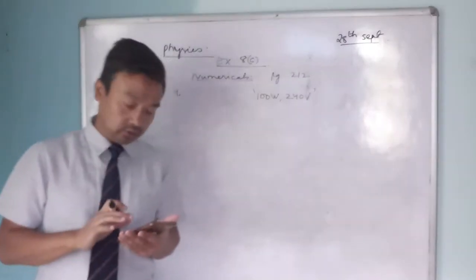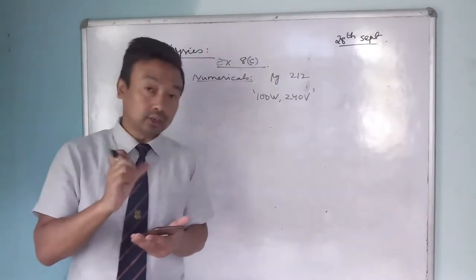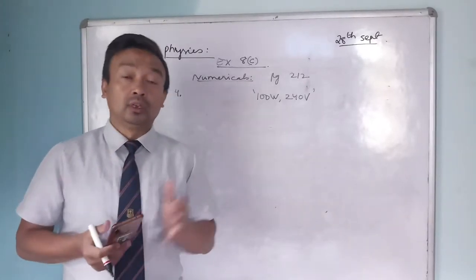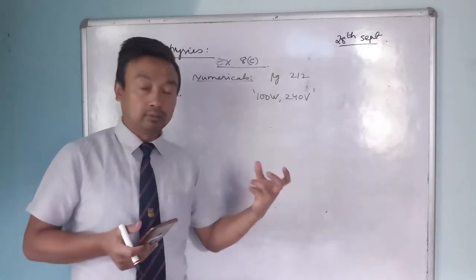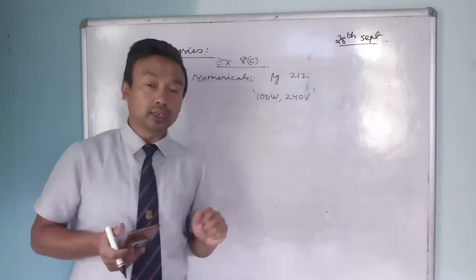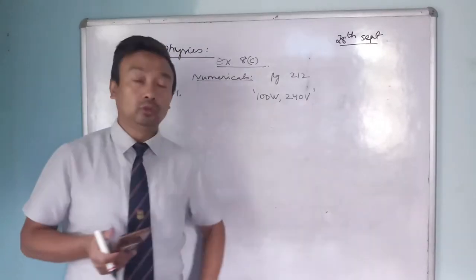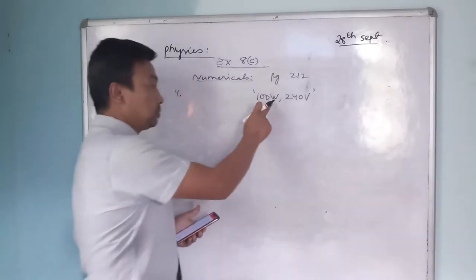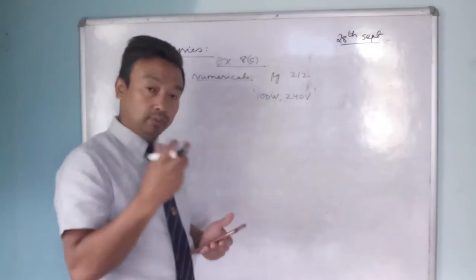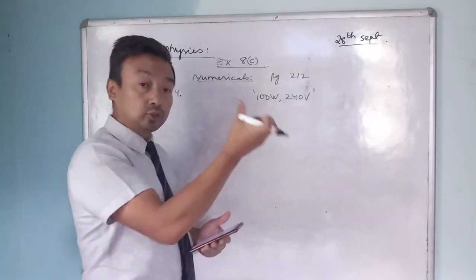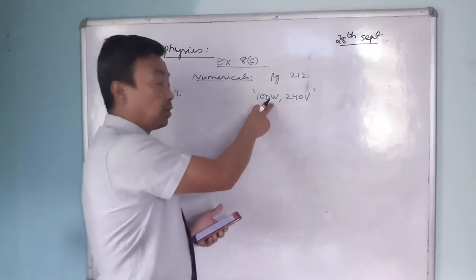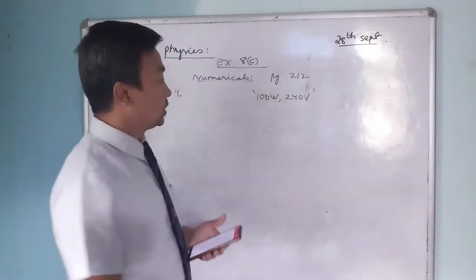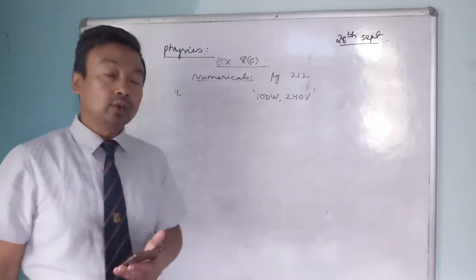Usually all the appliances which run with the help of electricity, that is electrical appliances, are marked. If you go to a shop and buy a bulb, on the cover outside the bulb these things will be labeled or marked. So what does it mean? That bulb has the capacity to produce a power of 100 watt, and the potential difference that it can take is 250 volt.